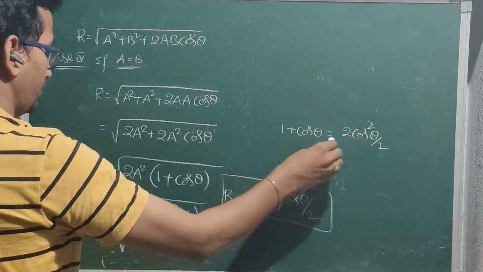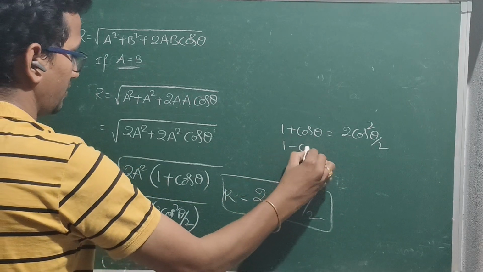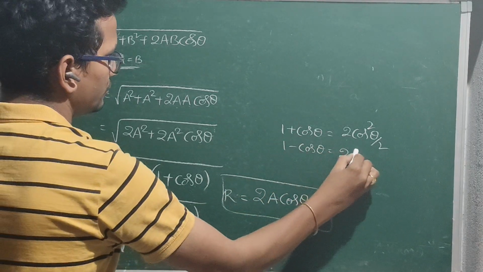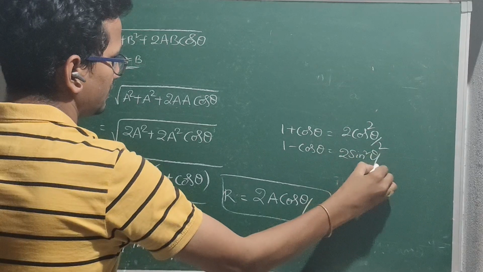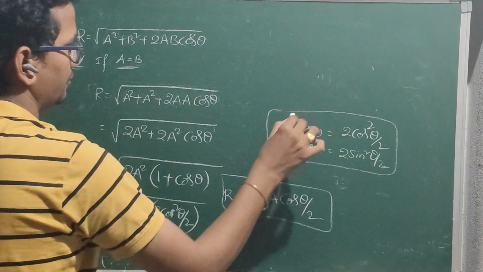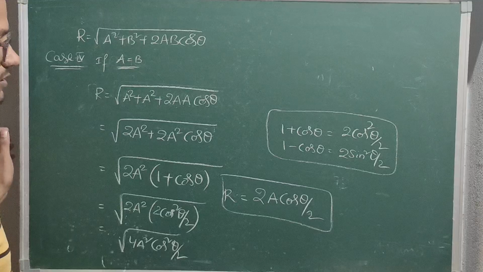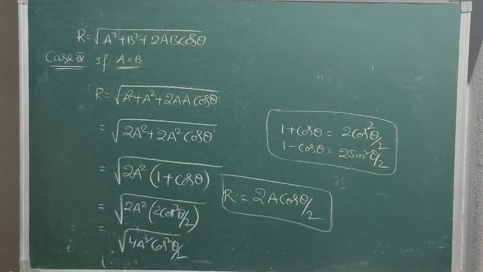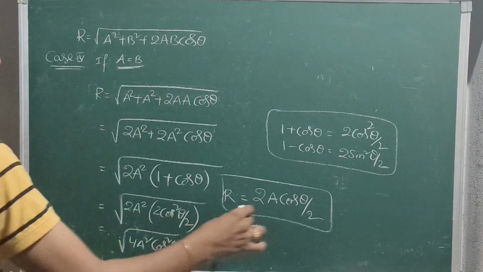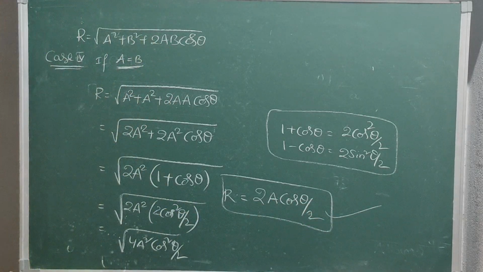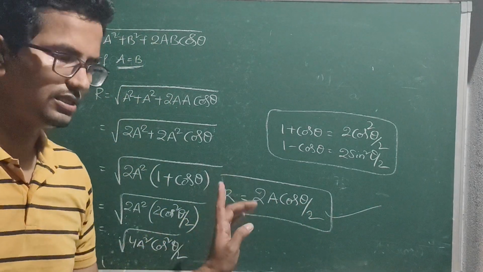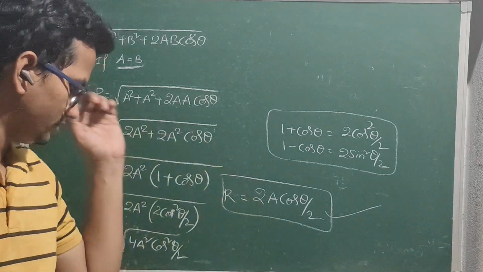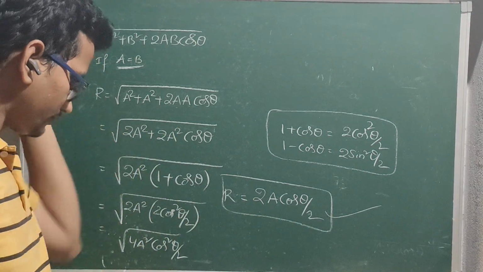1 plus cos theta is 2 cos square theta by 2. These formulas are very, very important. 1 minus cos theta means 2 sin square theta by 2. These two values are very important, trigonometric identities that we can use. So in place of 1 plus cos theta, we can use this one. When A is equal to B, we can use this formula directly. Two vectors are equal, what is the resultant vector? R is equal to 2A cos theta by 2.